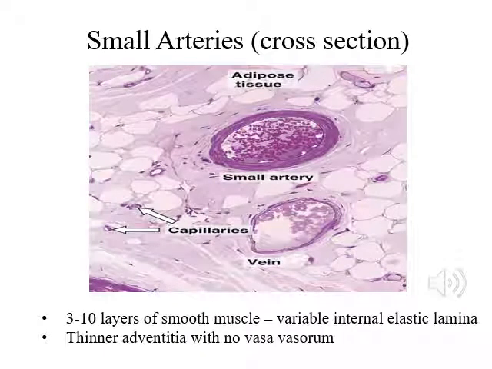Here we have a nice microscopic image of a small artery. You can see very easily this artery is in cross section, and you can appreciate how small the tunica media is. There is no evidence of a vasa vasorum within its much thinner adventitial layer. So this vessel is going to depend on its nutrients and oxygen from diffusion of the blood through the vessel wall.